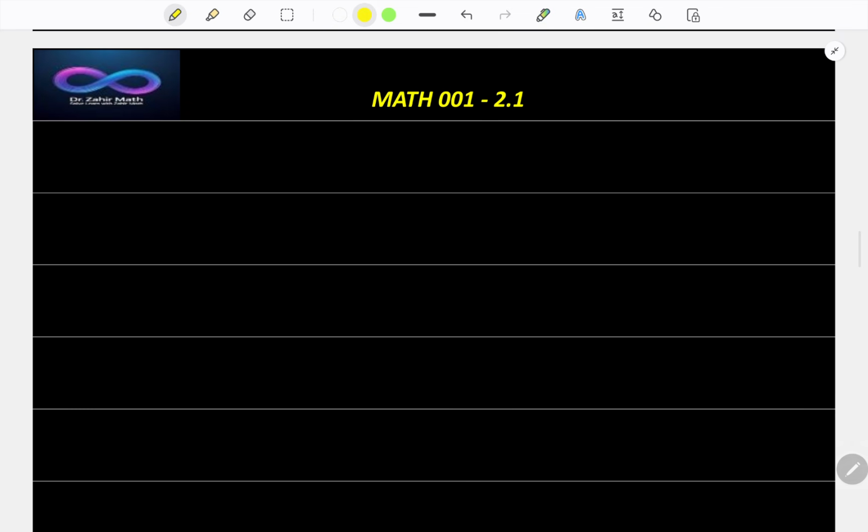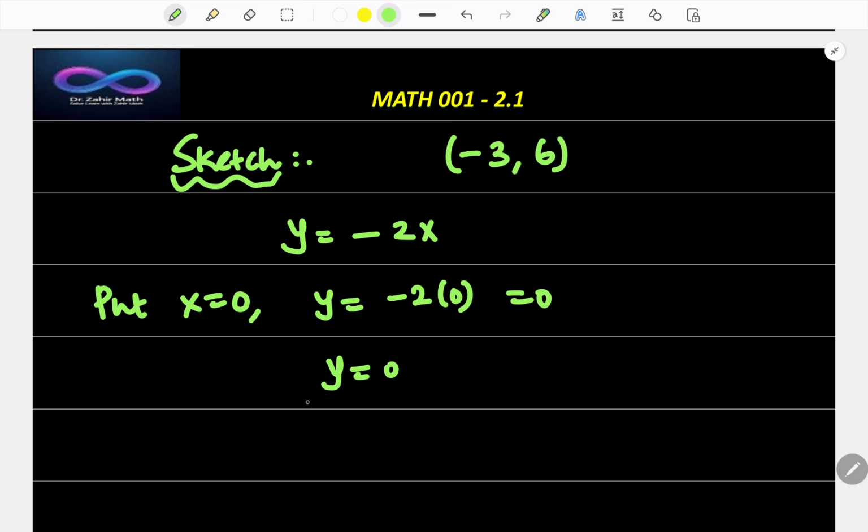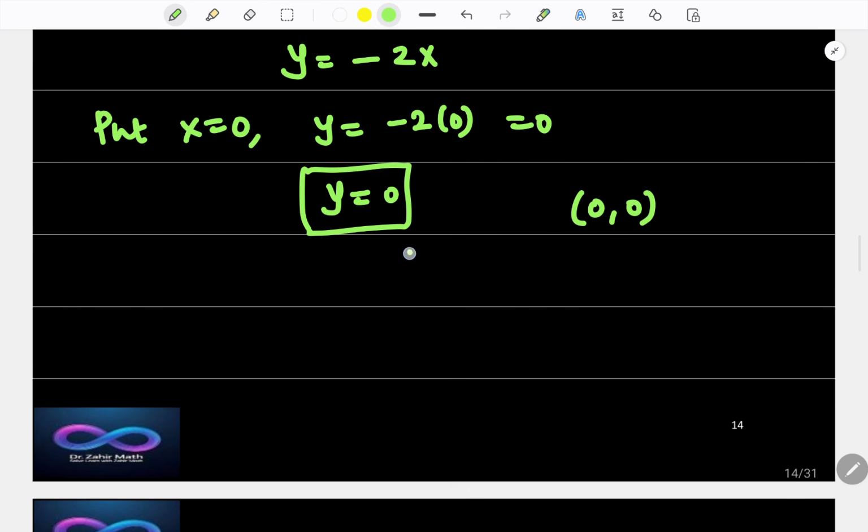Clear. Now what is the next thing we are going to do? We are going to sketch, right? Already you have one point, minus 3 comma 6, and y equals negative 2x. Choose one more point. Put x is equal to 0. Teacher, do I need to put x equals 0 every time? Not necessary. Put some other point also. When I put x is equal to 0, minus 2 into 0 is 0, so y is equal to 0. So the point is 0 comma 0. Now just sketch, you are going to draw it.